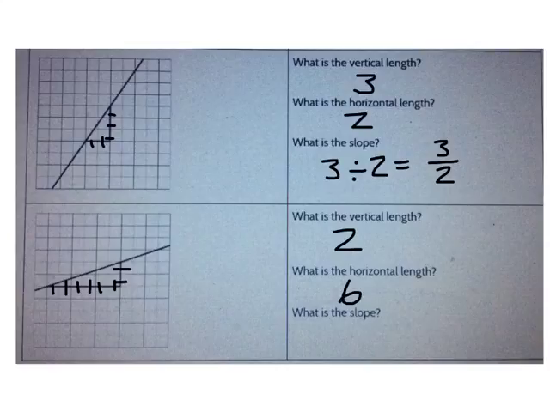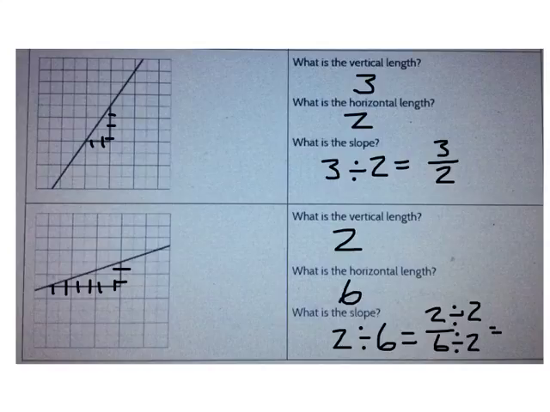It's 6. To find the slope, I can divide the vertical length, 2, divided by the horizontal length, 6. How would I write that as a fraction? It would be 2/6. I can simplify that fraction. What's the greatest number that goes into both 2 and 6? What's the greatest common factor? It's 2.